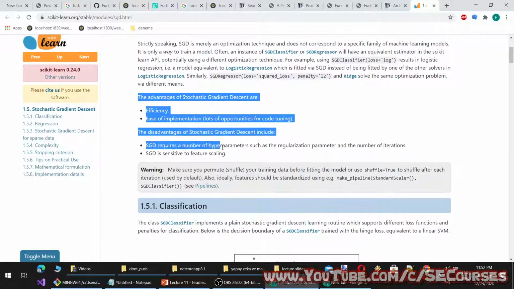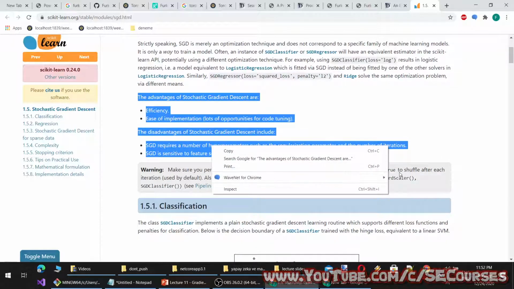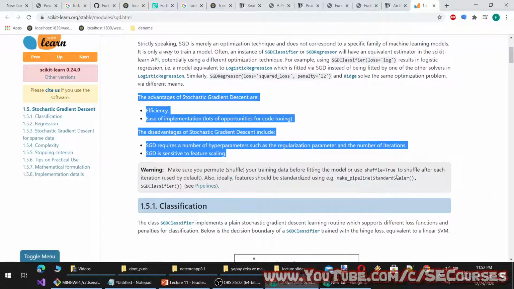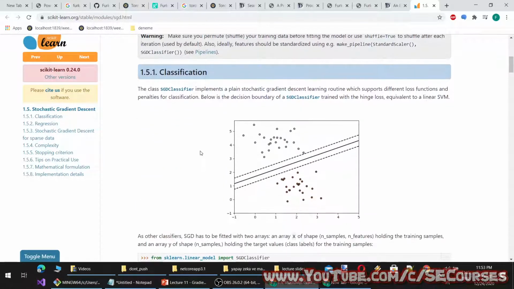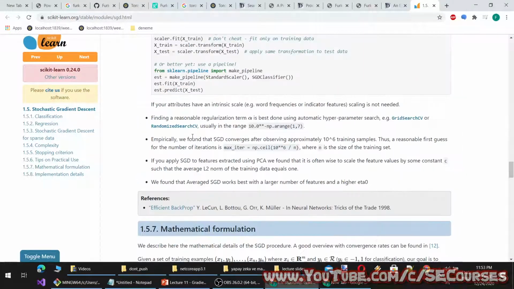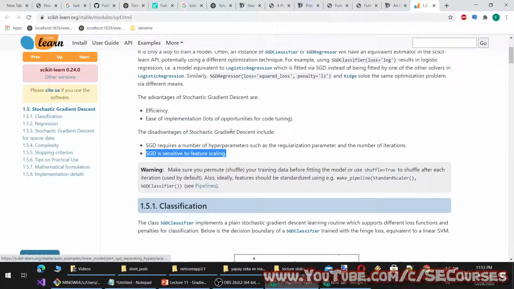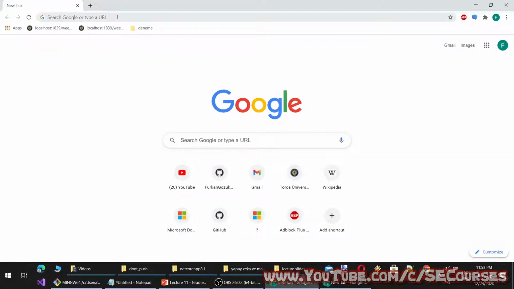Okay. The advantages of stochastic gradient descent are efficiency, ease of implementation, and lots of opportunities for code tuning. The disadvantages of stochastic gradient descent include that SGD requires a number of hyperparameters such as the regularization parameter and the number of iterations. SGD is sensitive to feature scaling. Okay. So here you see sparse data, and let's learn that as well.